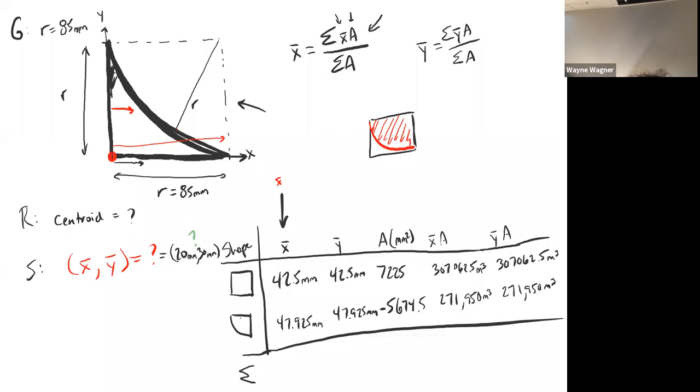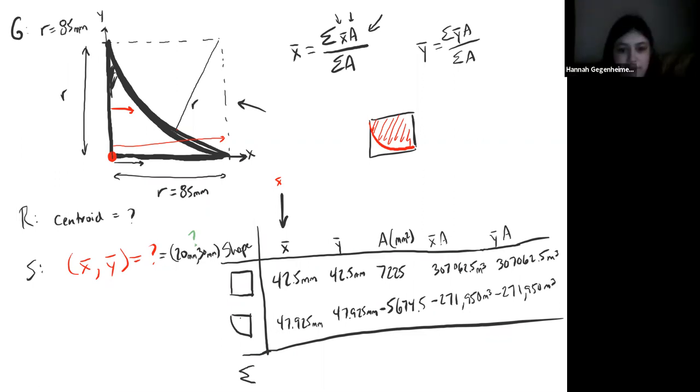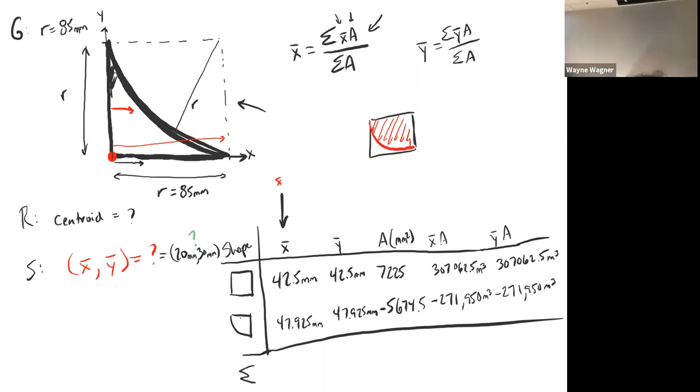Okay, and so when we multiply these things, we're going to get negative signs here and here. Then when I add them, I'm adding this number to a negative number. So I'm going to get a number that's a little bit smaller, or a lot smaller, really. So 72.25 minus 5674.5, and we get 1550.5. And I'm only going to do X bar A or Y bar A. It should be clear at this point that they're the same.